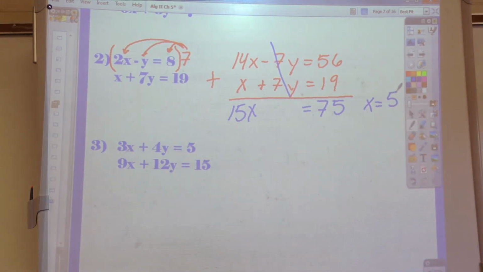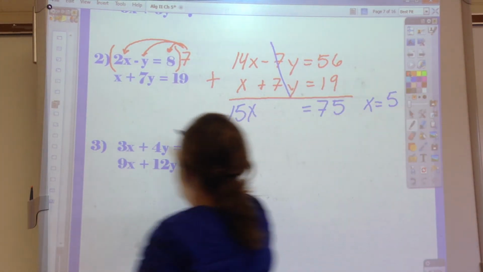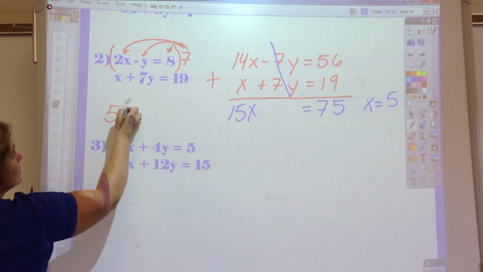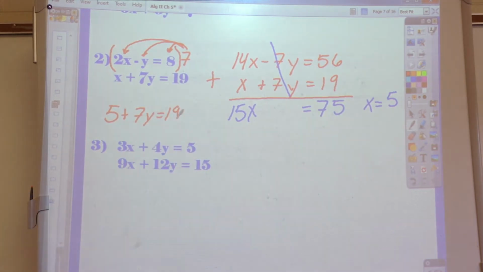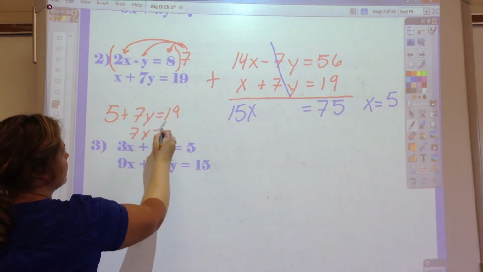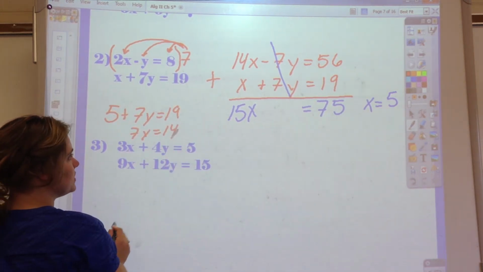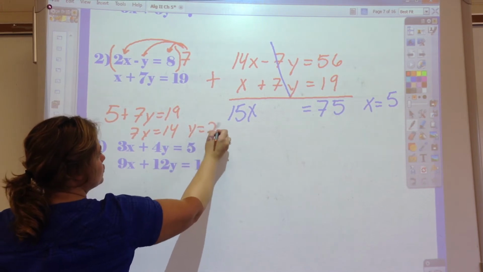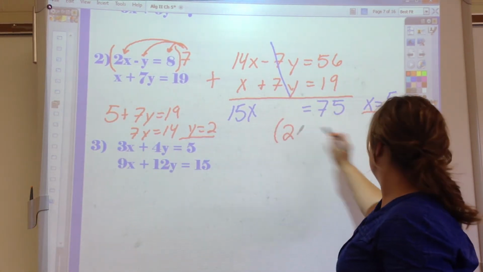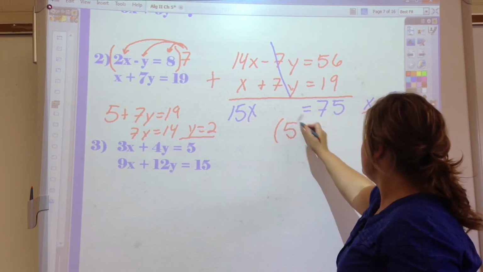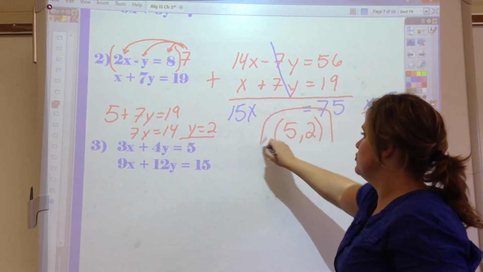Once I've found x, I can plug it back into either equation. This time I'll go ahead and plug it back into my second equation. And now I'm going to subtract 5 on both sides and get 14. Divide both sides by 7, and y equals 2. Now that I have my two values, I can write it in point form. Oops. 5, 2 should be my solution.